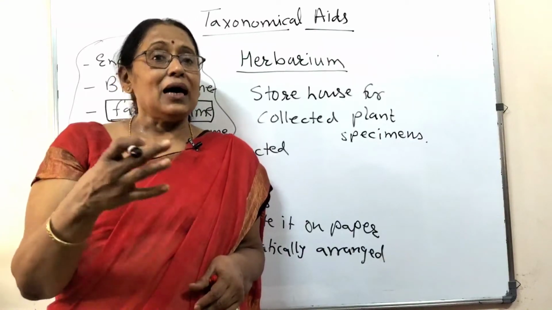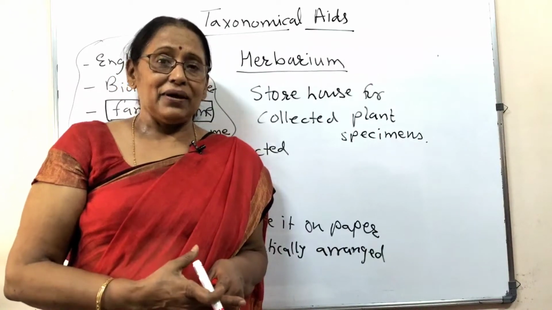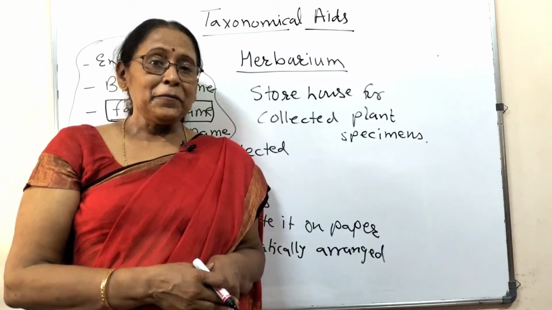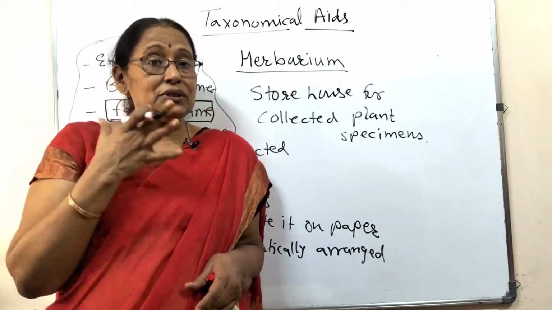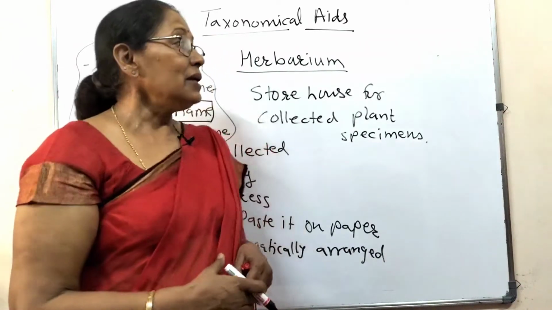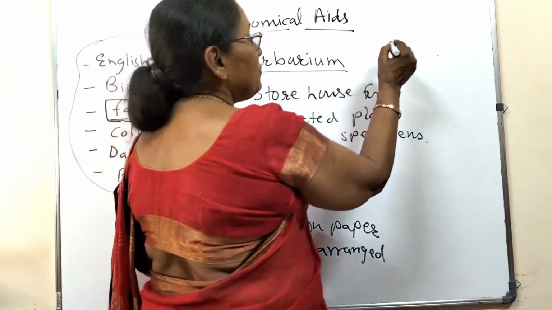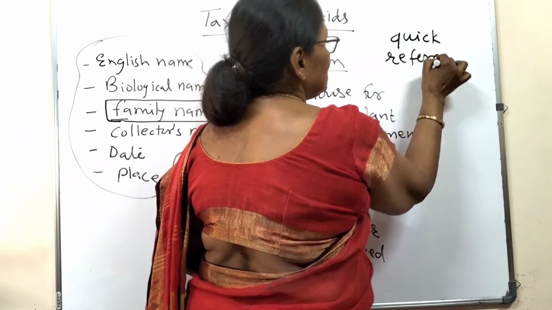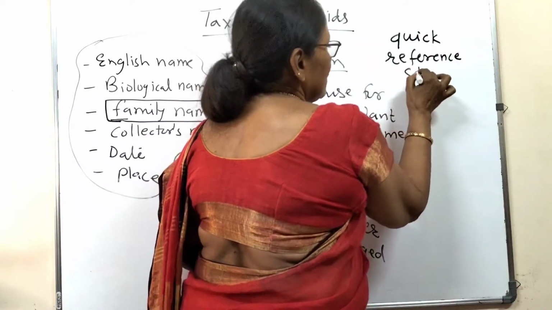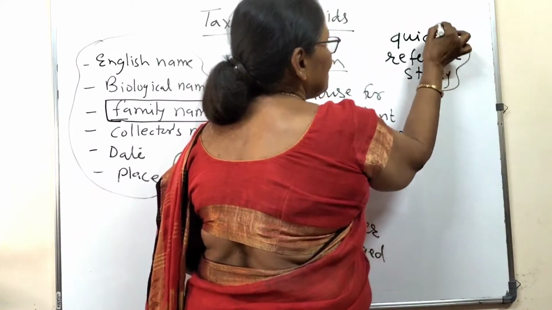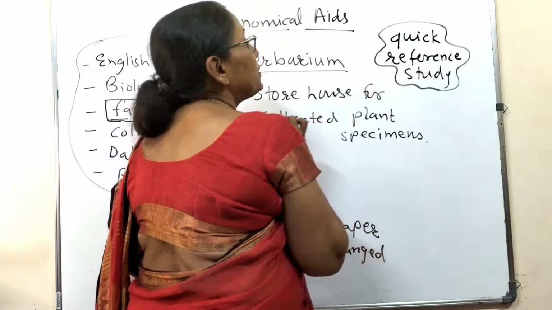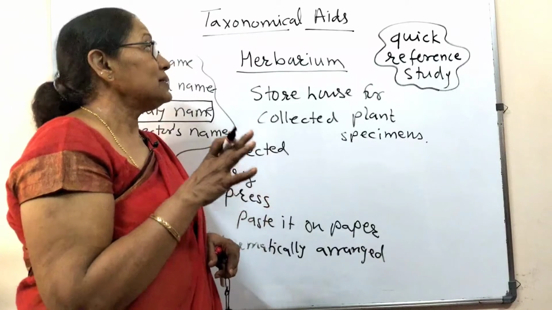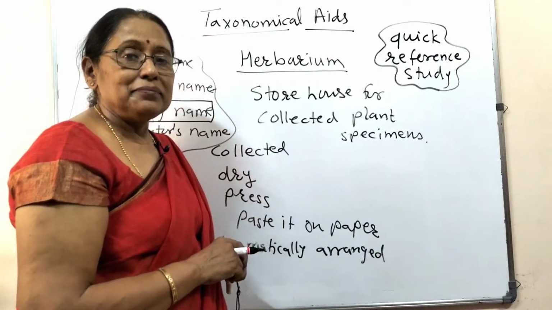You are studying a group, you ask the librarian, "Please sir, give me that file, this group I am studying." Then how will the study go? So this is a repository of all this information and it helps for quick reference study. So whenever you study, it will immediately give you the information: you are studying this, so take this information. No need to do only theoretical study. So you get the information immediately. This is the purpose of herbarium.